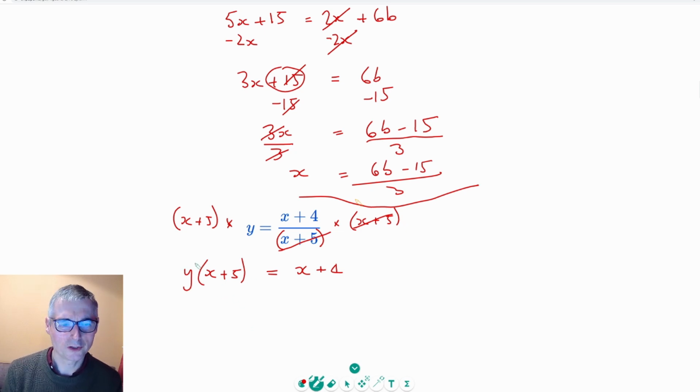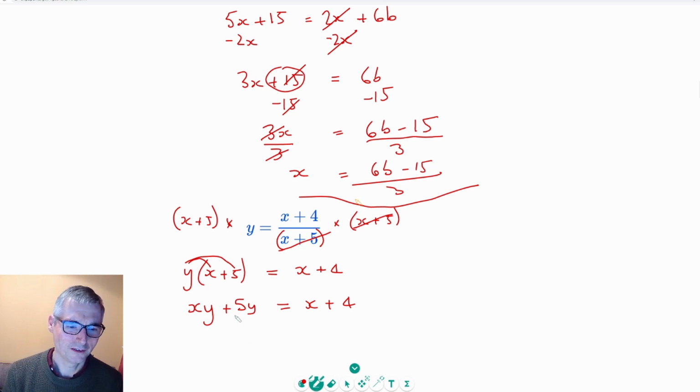But what I need to do is multiply out this bracket. So I'm going to get y times x, and because I like writing it alphabetically, I'm going to call it xy because that's exactly the same as yx. Plus 5 times y, so that's multiplying the y and the 5 together, equals x plus 4.